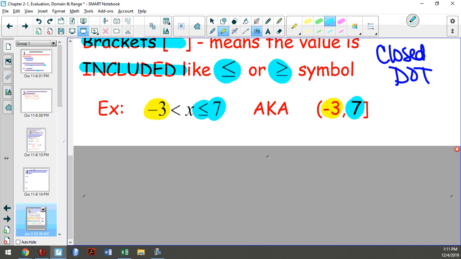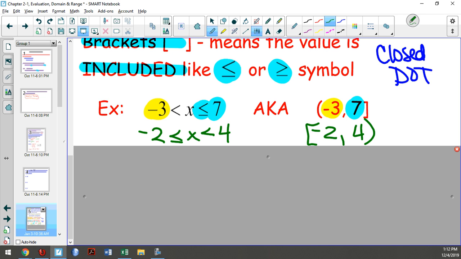So let's do it one more time. -2 is less than or equal to x, which is less than 4. So where am I starting this at? -2. Can it be -2? So is it a bracket or a parenthesis? It is a bracket, comma. Where's my ending point? 4. Can it be the value 4? So do I have a bracket or parenthesis? Parenthesis. That's as simple as I can get on that.